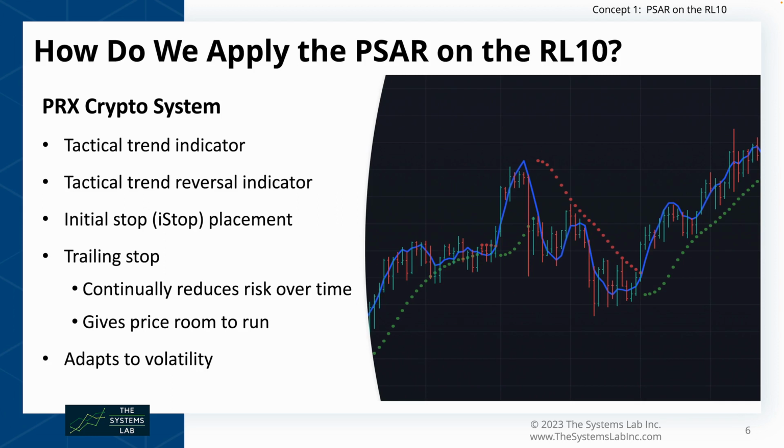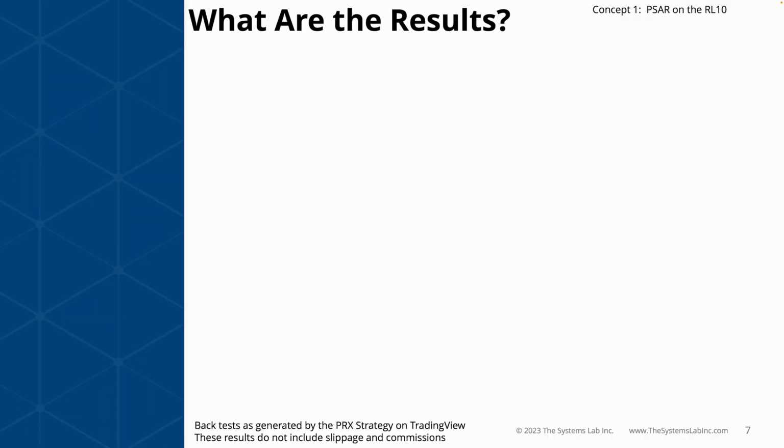However, in my view, being able to adapt to volatility is a make or break element of trading crypto or any market really. And the PSAR on the RL10 is a major way that we adapt to volatility in the PRX crypto system. So what are the results? What are the results of applying the PSAR on the RL10?